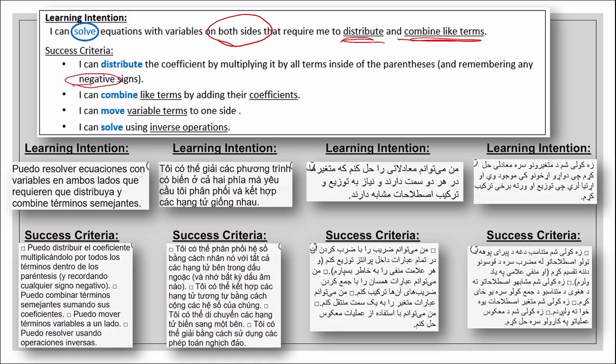You can combine like terms by adding their coefficients. You can move the variable terms to one side, and you can solve using those inverse operations. Remember, subtraction is the opposite of addition, addition is the opposite of subtraction, multiplication is the opposite of division, and division is the opposite of multiplication.